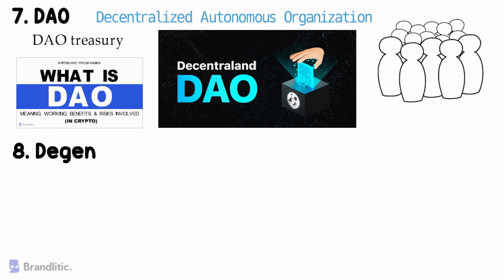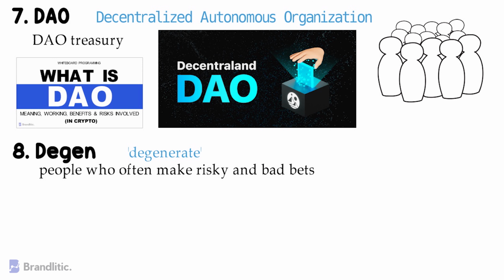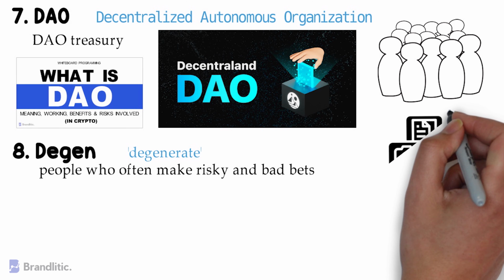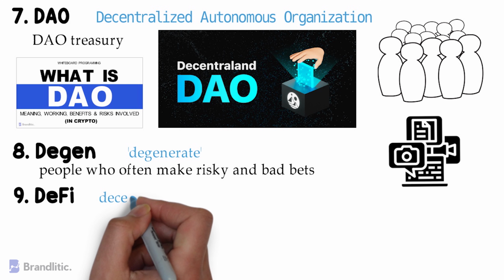Next, number 8. Degen. Now, Degen is short form for Degenerate. It usually refers to people who often make risky and bad bets. In the crypto space, it can refer to people who invest in digital assets like NFTs without doing any due diligence.